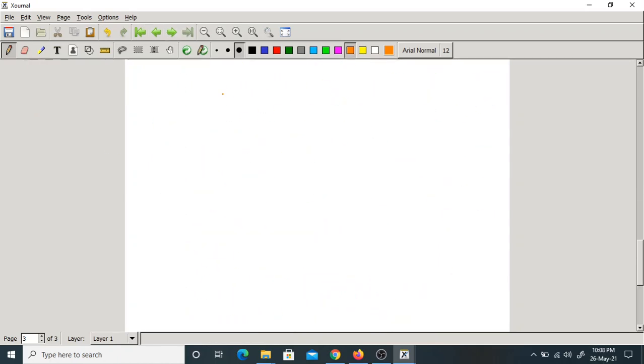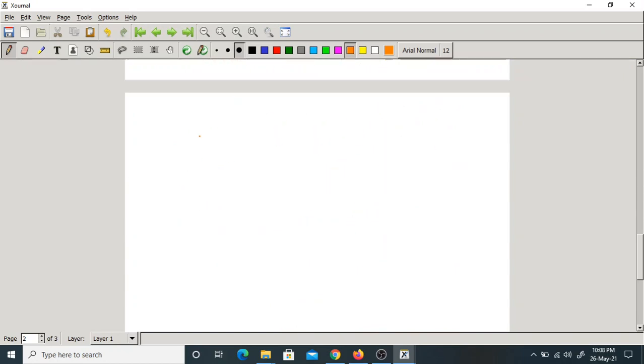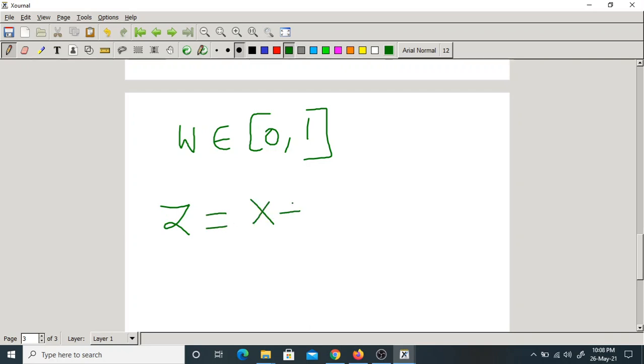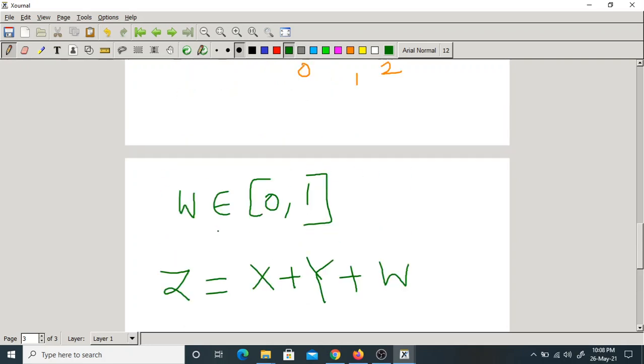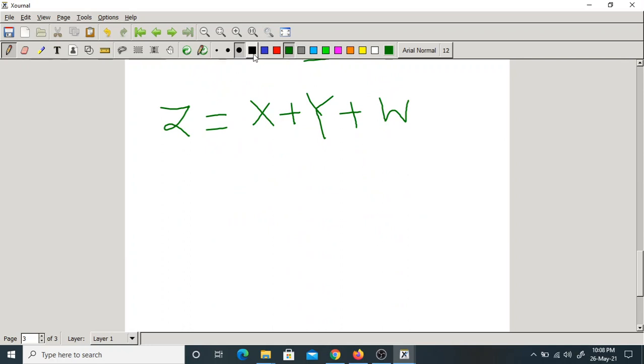Suppose I add one more; let us take w, one more random variable, also uniformly distributed between 0 and 1. So what does z become if I add x plus y plus w, the sum of random variables of uniform distribution? You get something like this. If you had two random variables, you got a triangle. If you had three similar uniform random variables, you may get something like this.